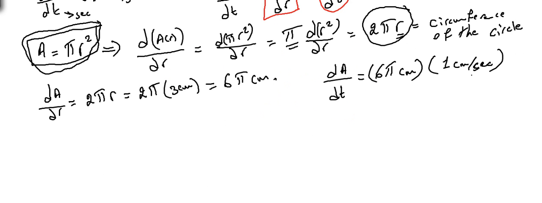The units are very important here. So what is dA over dt? It's 6 pi times 1, so it's 6 pi centimeter square per second, right? Again, let me see. Yep, that's it. So 6 pi centimeter square per second.